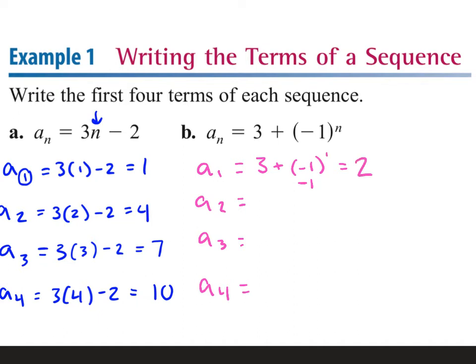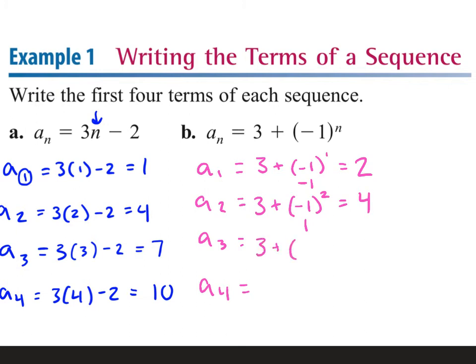2. All right, next we plug in 2. So we have 3 plus negative 1 to the second power. What is negative 1 to the second power? 1. So what's 3 plus 1? 4. Next we plug in 3.